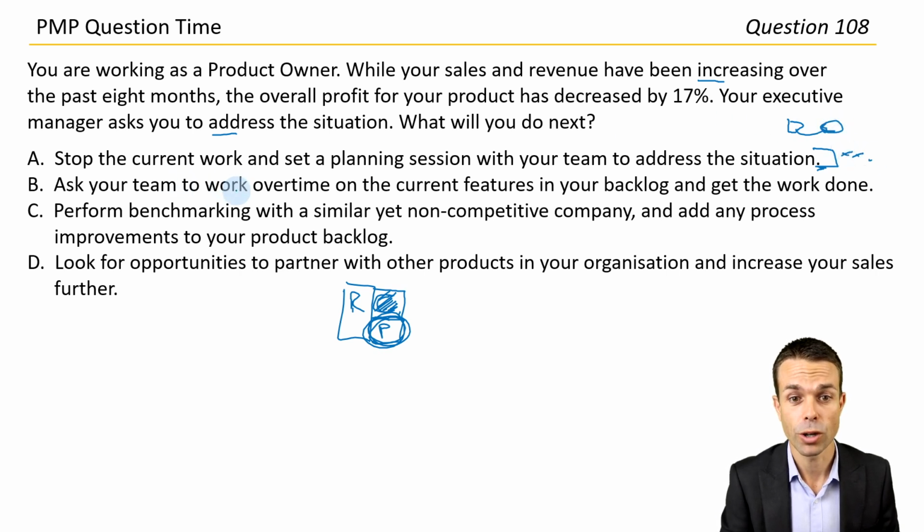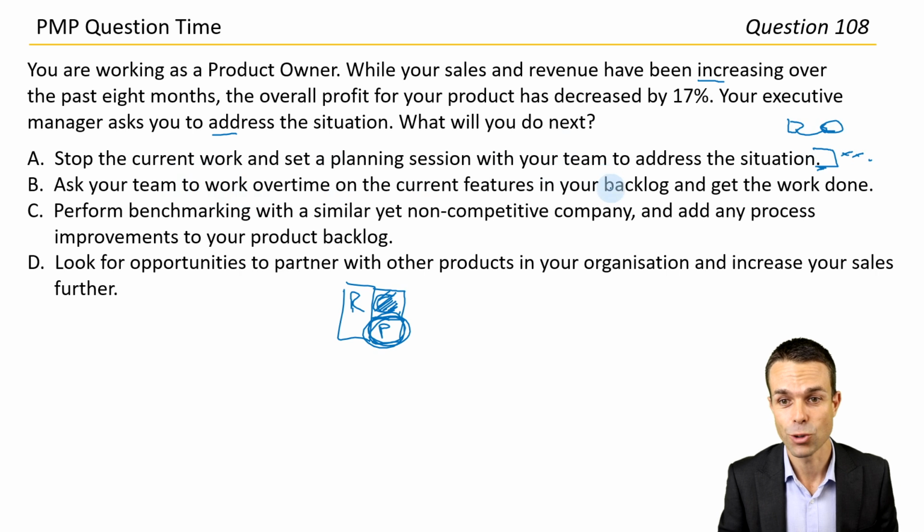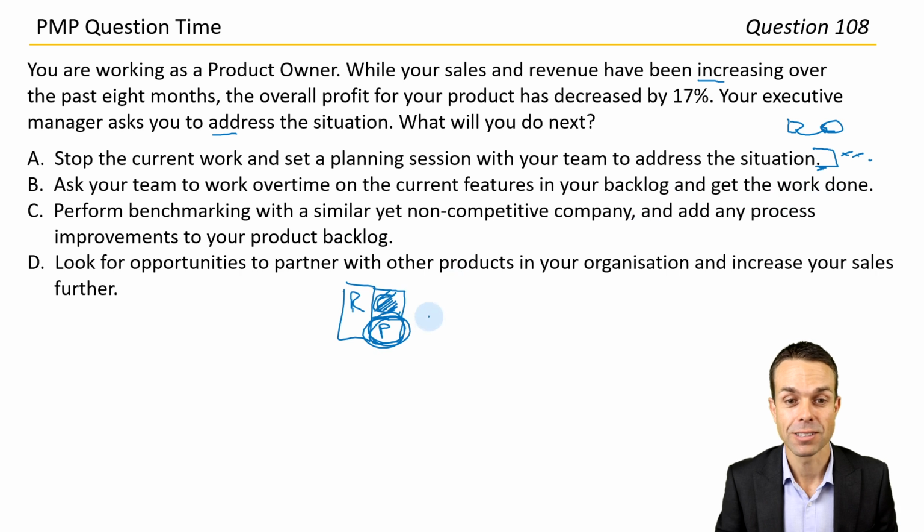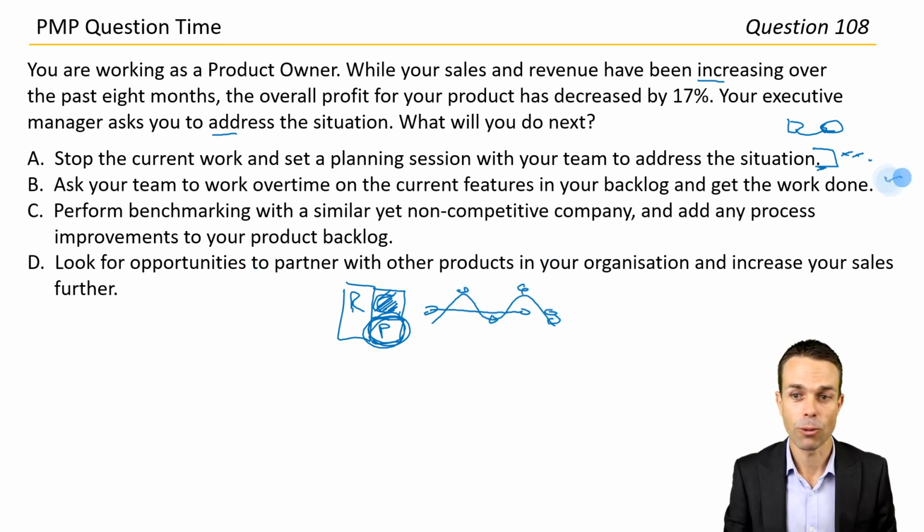Ask your team to work overtime on the current features in your backlog to get the work done. And we've been through this again and again. You'll see it come up again and again in your life. Sustainable pace. We want to keep that sustainable pace. We don't want peaks and troughs. We don't want hurry up and wait, hurry up and wait. So let's put a no for that one.